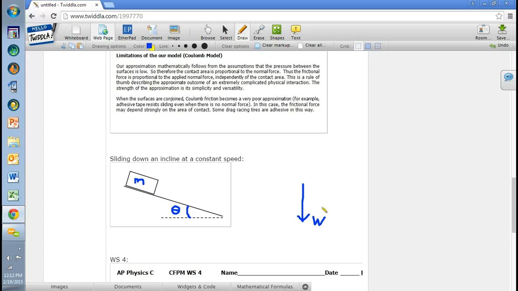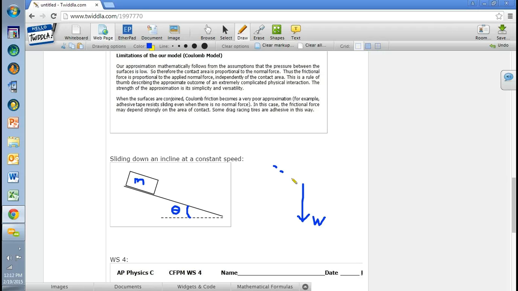And what's another force that's occurring whenever it's being supported by something? Yep, the normal force. Now be careful, we call it normal because it's perpendicular to the surface. So the surface kind of goes like this.